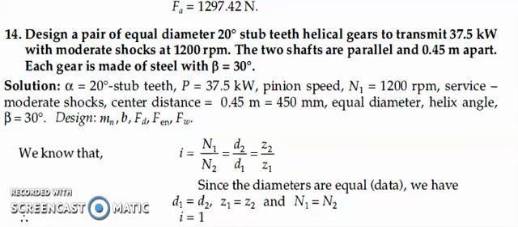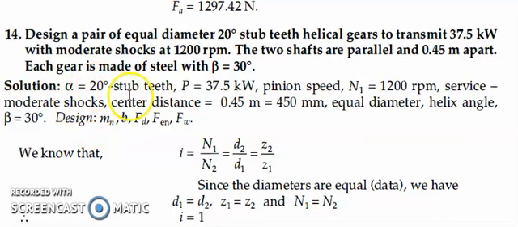Hi students, this is another question for helical gear. I can read the question. Design a pair of equal diameter 20 degree stub teeth helical gears to 7.5 kilowatt with moderate shocks at 1200 rpm. The two shafts are parallel and 0.45 meter apart. Each gear is made of steel with beta equal to 30 degree.